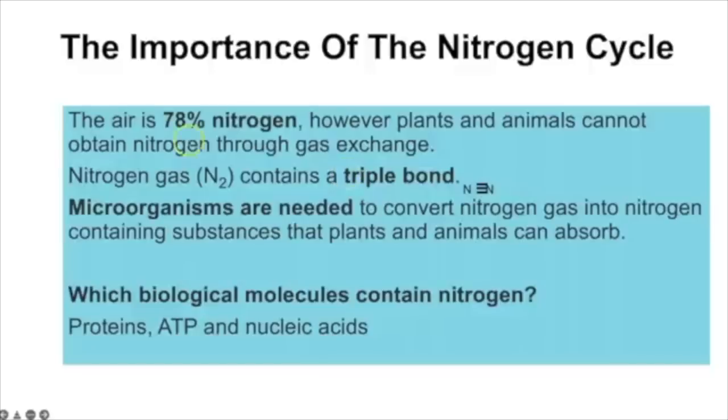And we need this cycle because you can't actually gain nitrogen gas through gas exchange like you can with oxygen or carbon dioxide for plants for photosynthesis. And the reason for that is nitrogen gas has this triple bond and we don't have the enzymes to be able to break those bonds and then use the nitrogen in compounds.